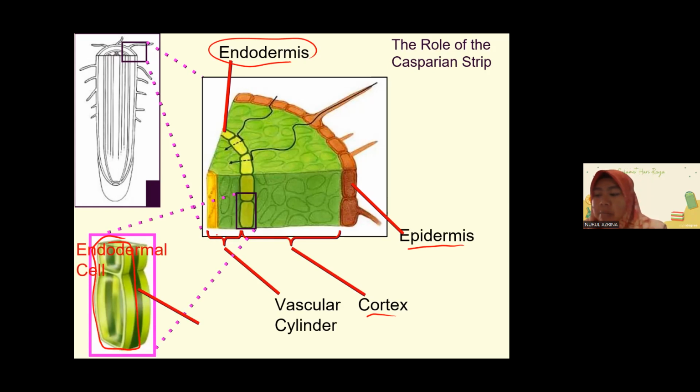And then you can see here the apoplastic pathway needs to switch or exit the apoplastic pathway and cross the plasma membrane, okay? Before entering the vascular tissue or vascular cylinder. Okay, right.